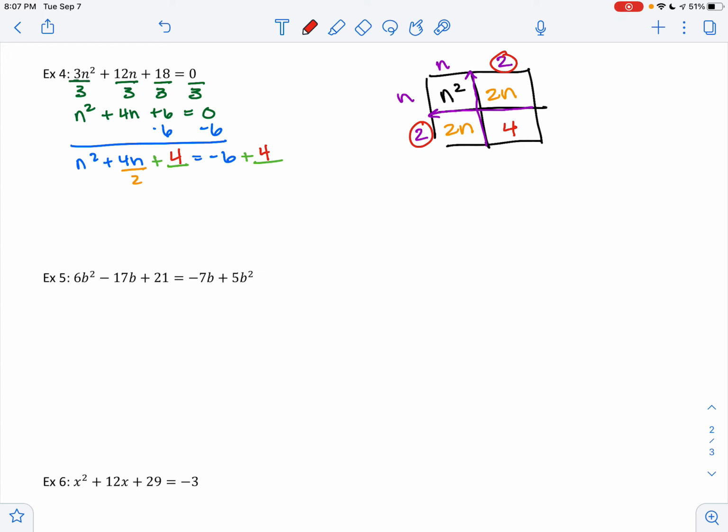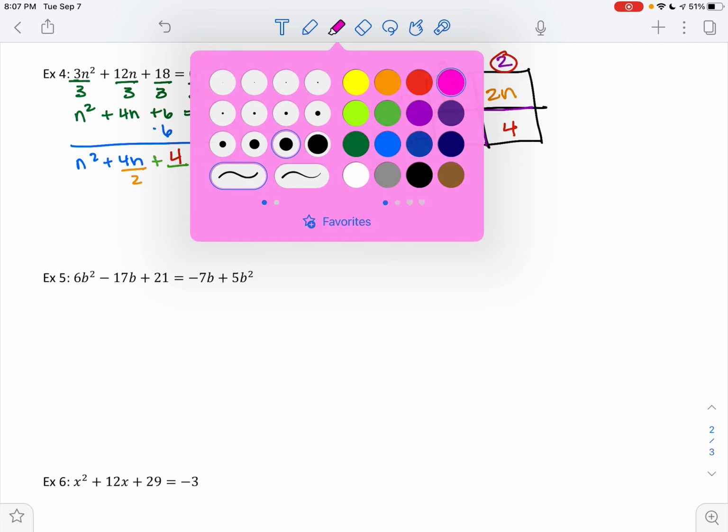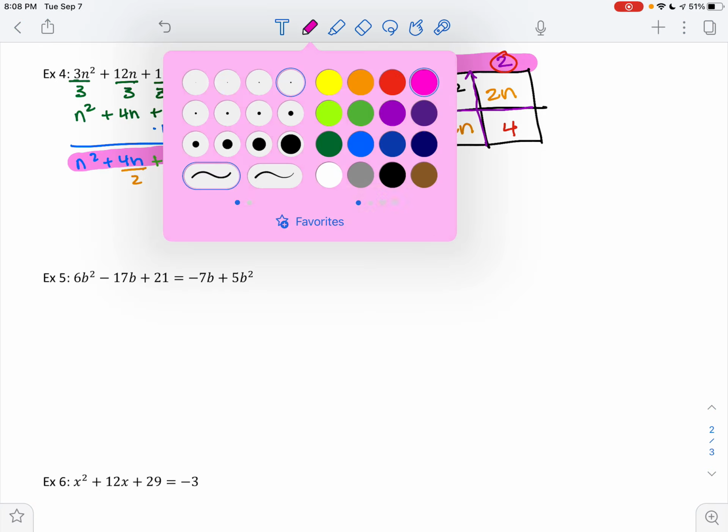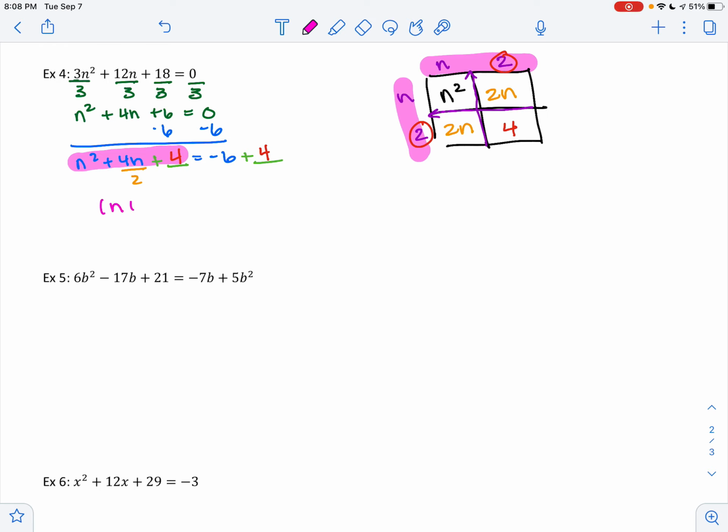On the left side of my equation, I have n squared plus 4n plus 4. Well, I've just factored that. That's n plus 2 times n plus 2, which is the same thing as saying n plus 2 squared. Negative 6 plus 4 is negative 2.